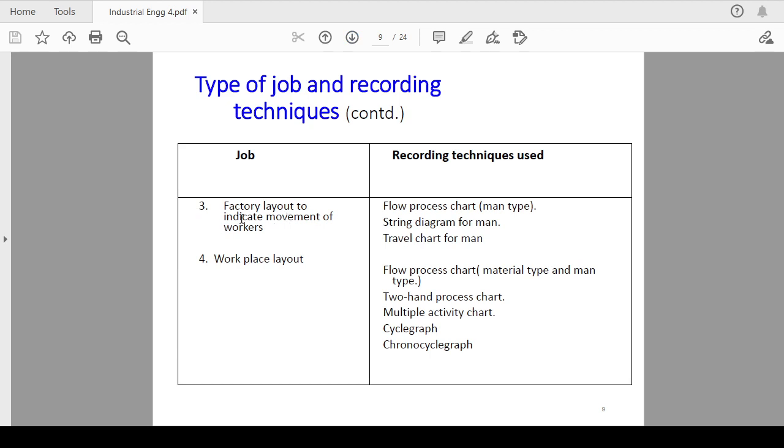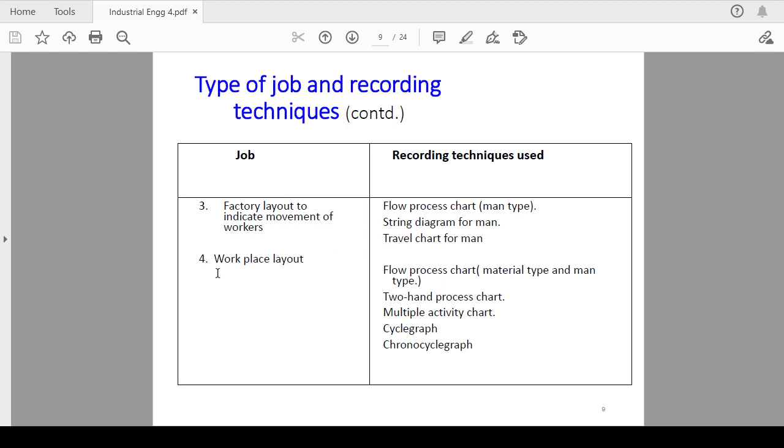Now if your job is related to factory layout to indicate the movement of workers, then you must use the flow process chart man type, string diagram for the man, and travel chart for the man. In this way you can record this particular job movement, which is the record step in the method study procedure, and complete it.